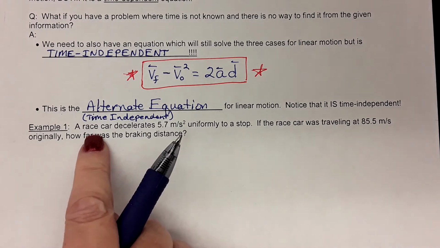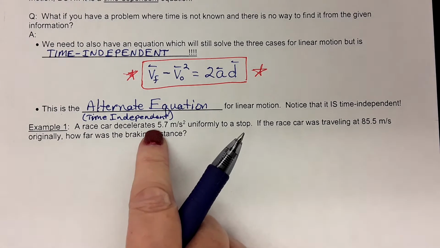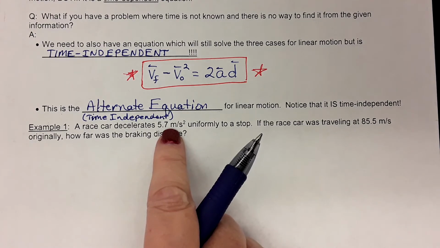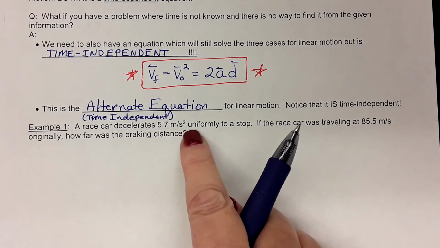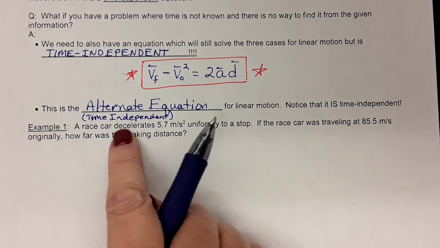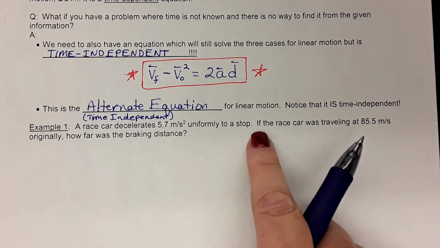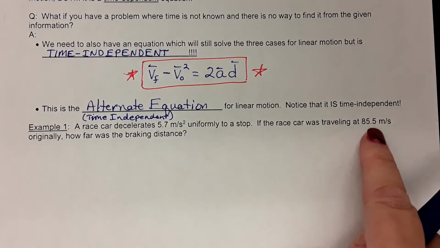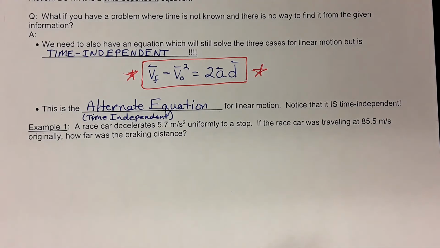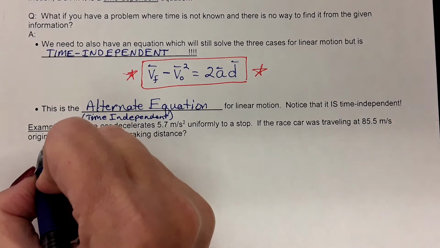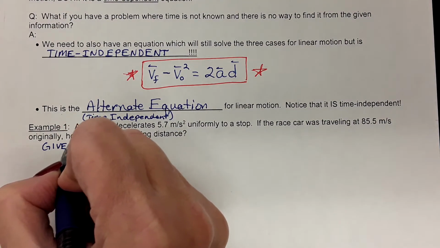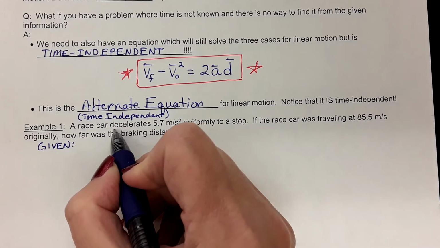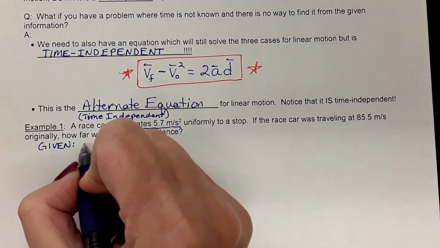Right here we have a race car that decelerates by 5.7 meters per second each second uniformly, so uniform deceleration, to a stop. If the race car was traveling at 85.5 meters per second originally, how far is the braking distance? Okay, so the focus object obviously is this race car. Now, what are we given? We are given, oh look, the deceleration rate.